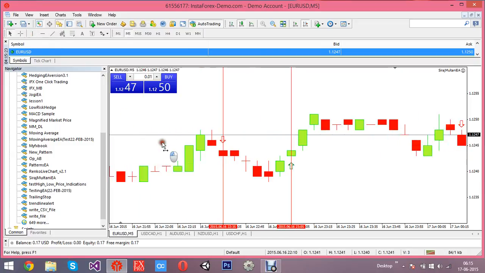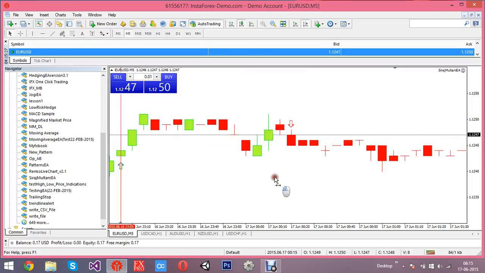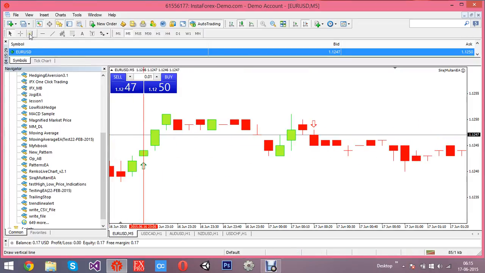This is another pattern: two bearish candles followed by two bullish candles, and another pattern with the same approach, two bearish candles following two bullish candles. So I would like to explain the code I've written for this EA. So let's open that code.